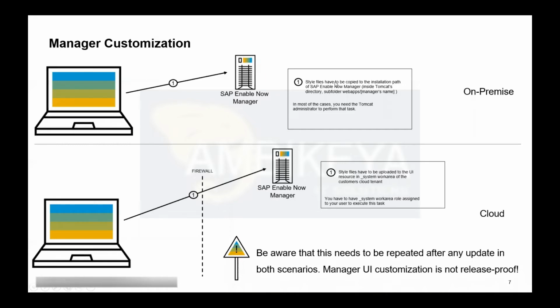So that was on-prem, and for cloud, it's actually the same procedure. You use the same files, but you upload those files to the underscore system work area of the customer, into the resource node called UI. Any tenant has this underscore system work area, and there is a special permission for that called, guess what, underscore system work area, that you need to have access to it.